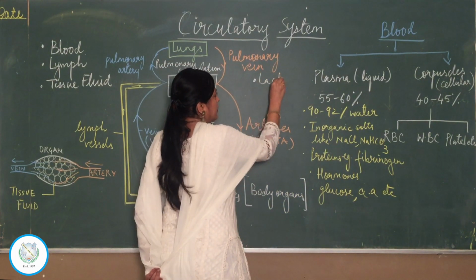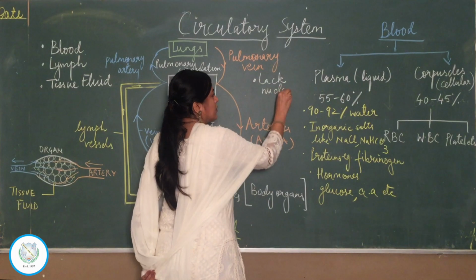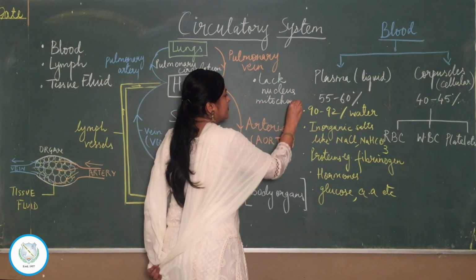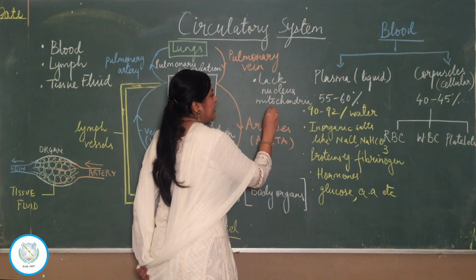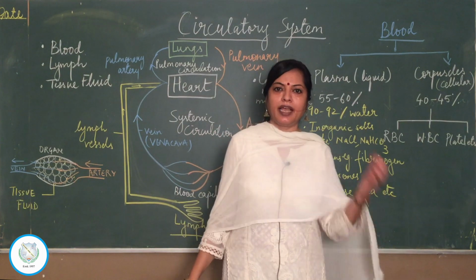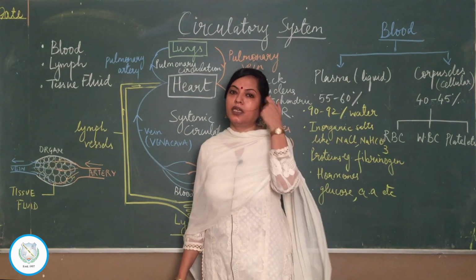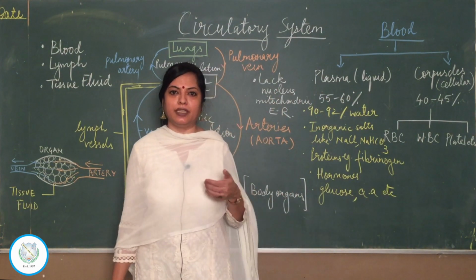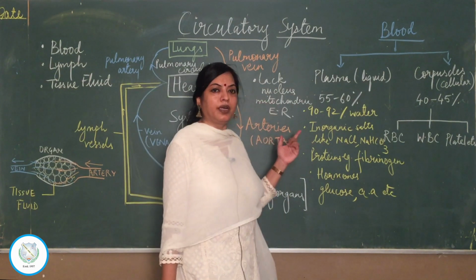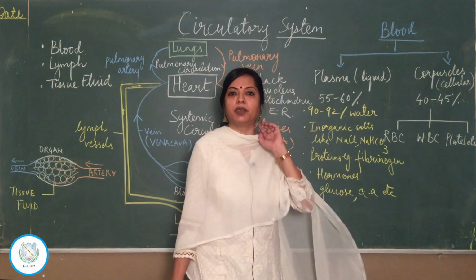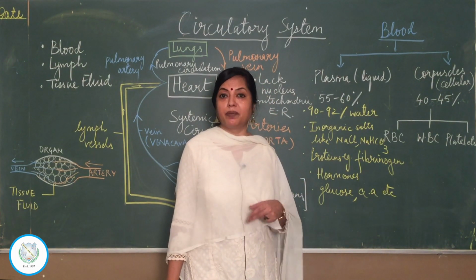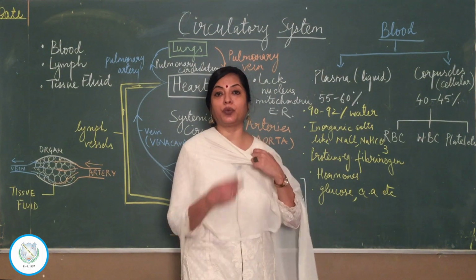They lack nucleus, mitochondria and endoplasmic reticulum. Now when they are formed, they have a nucleus, but they become enucleated at maturity. They lack a nucleus at maturity. They lack mitochondria and they lack endoplasmic reticulum. Now these three deficiencies make them more efficient in doing their work.